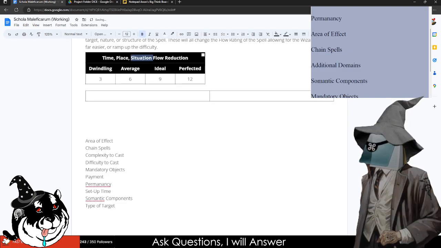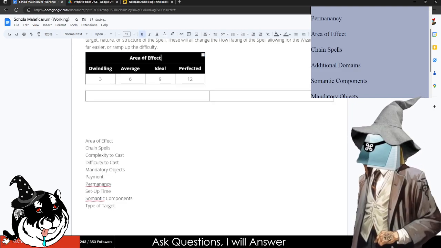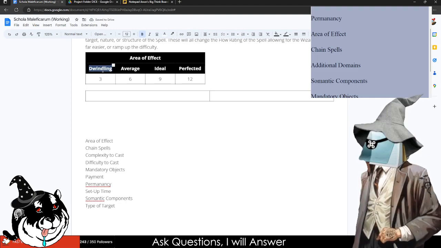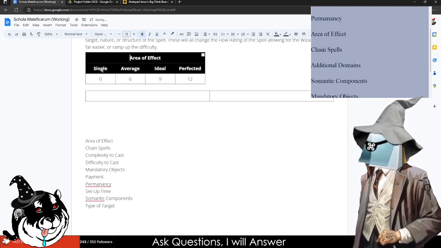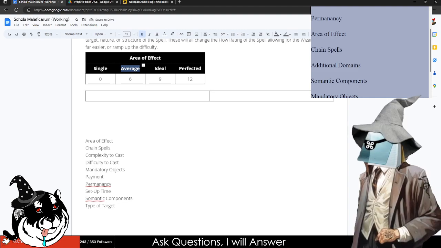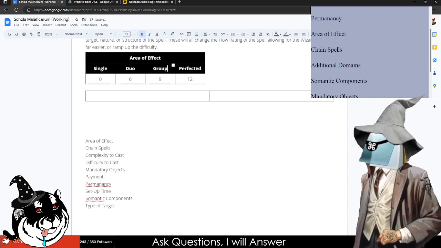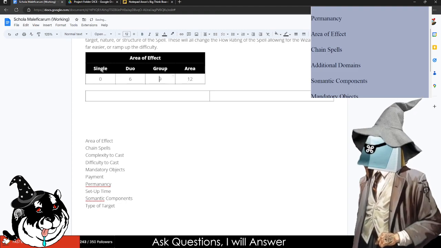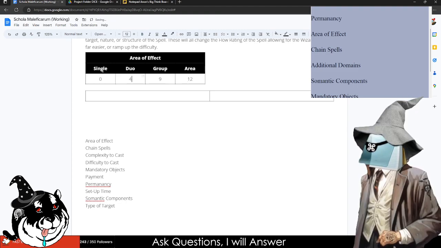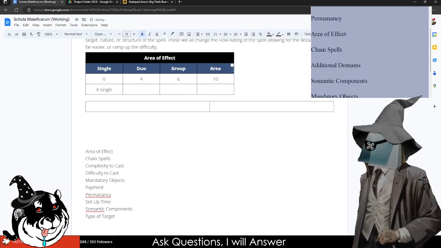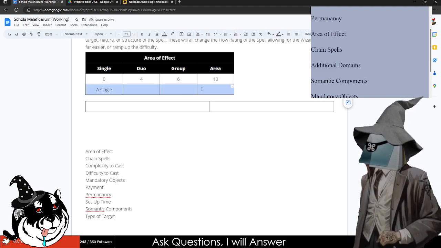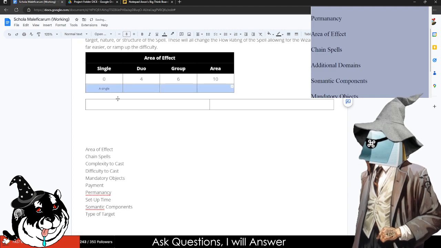Area of effect. Area of effect is going to be a single target, pretty much a single entity. It's going to be 0, free, effectively. Duo, group, area. Duo we're going to increase by 4. A group of people is going to be 6. An area is going to be 10. A single, actually, probably do that. We hit 8.